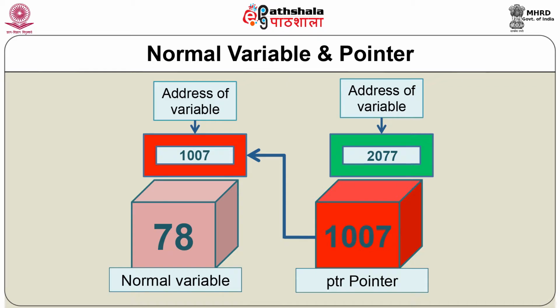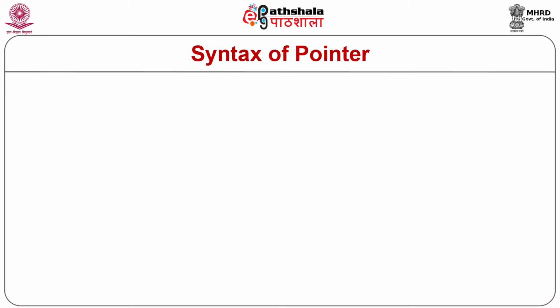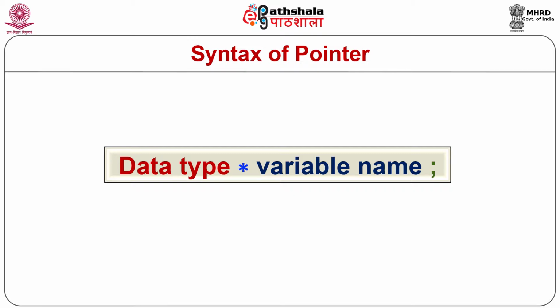In this figure, 2077 is the address of the pointer, and therefore this figure is helpful for knowing the exact difference between a normal variable and a pointer variable. Let us see the syntax of a pointer. On this slide, you can see the syntax of a pointer: data type, star, variable name.